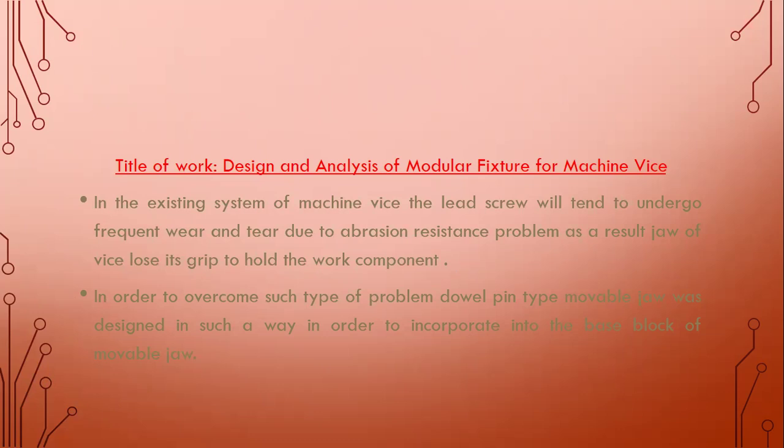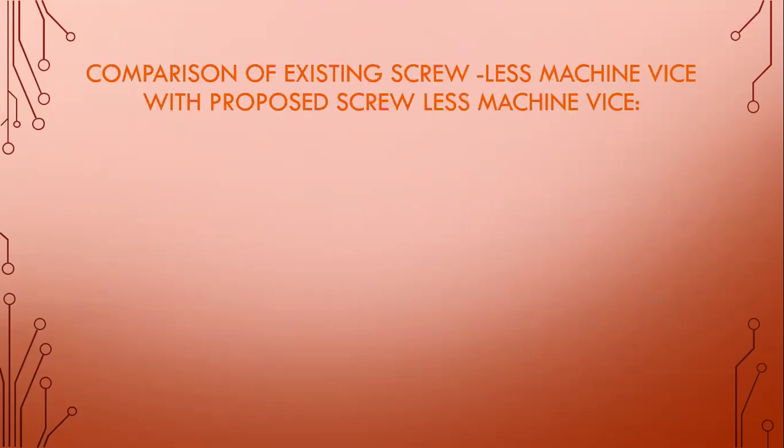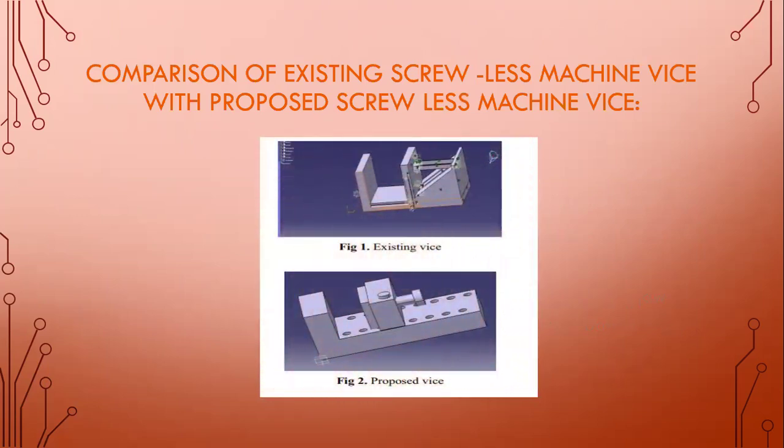So as a result, the movable jaw of the machine vise may lose its contact or grip to hold the work component very rigidly. In order to overcome such a problem, a dual pin type of movable jaw was designed to be incorporated into the base block of the movable jaw. Here I am presenting the design for your kind reference, both the existing design of the screwless machine vise and the new proposed design of the screwless machine vise.